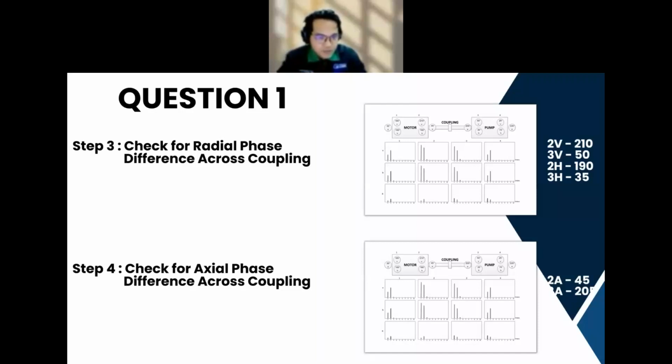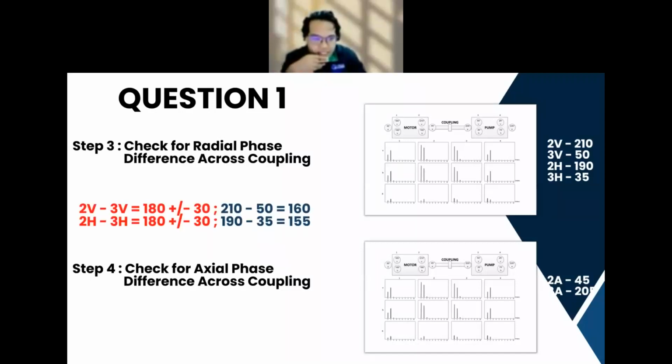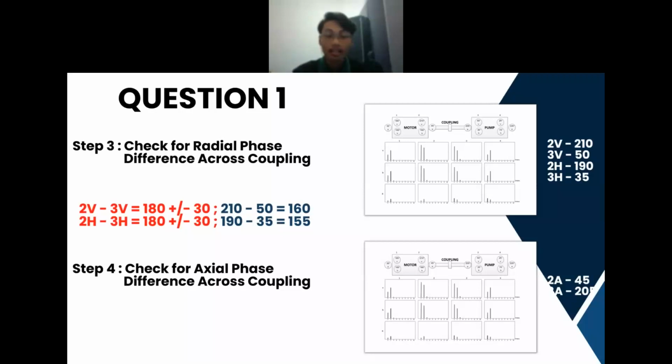So we checked the radial phase difference for this coupling first. It's correct that the range for the vertical and horizontal is still in phase, 180 plus or minus 30. So maybe we can try to check the axial phase difference. For the axial phase, to find this particular category, we can calculate 2A is 45 and 3A is 205. By calculating the difference between these two values, we get 160, which is still in the radial phase range.